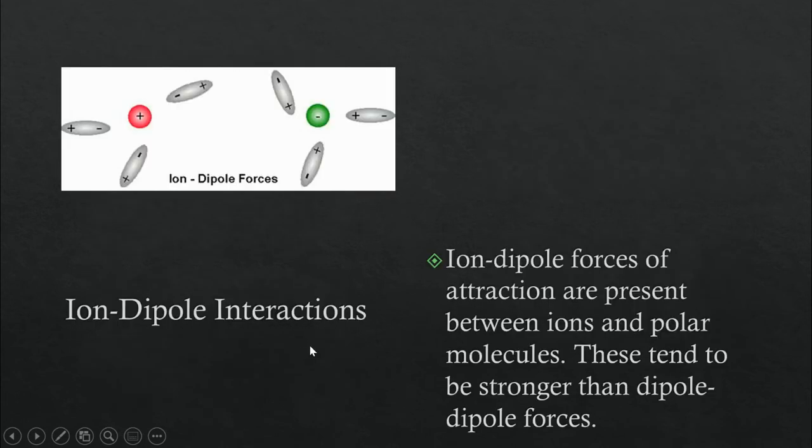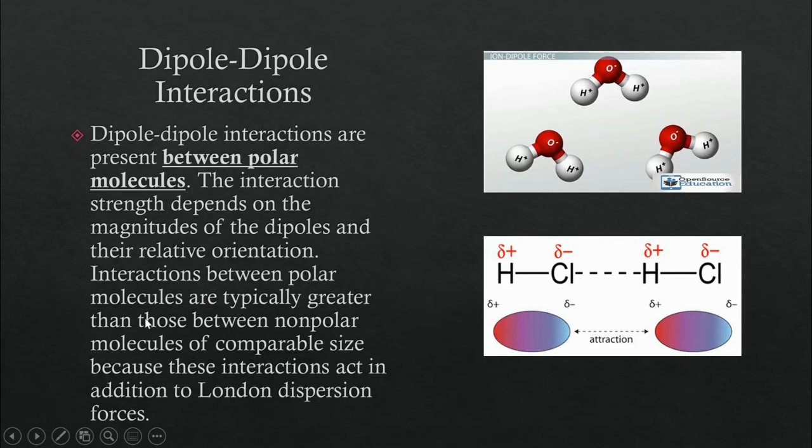And then we have ion-dipole interaction. So an ion-dipole force is an attraction between an ion and a polar molecule, or an ion and a dipole. These tend to be stronger than dipole-dipole forces. And that's because an ion has a much larger charge than a polar molecule. This is a completely positive charge. Maybe it's +1, maybe it's +2, whatever it is.